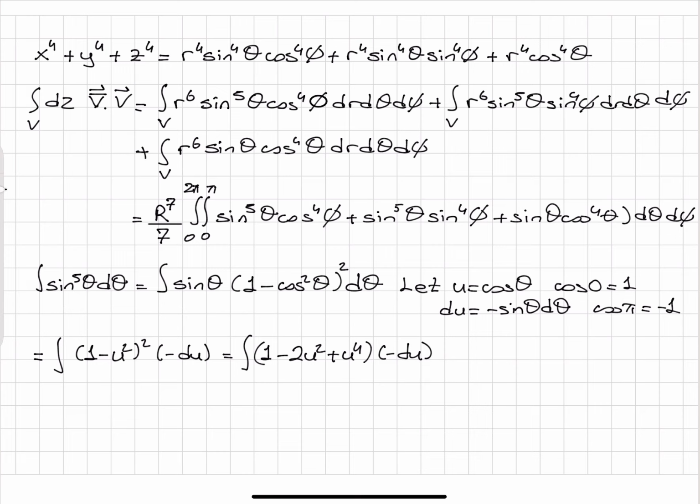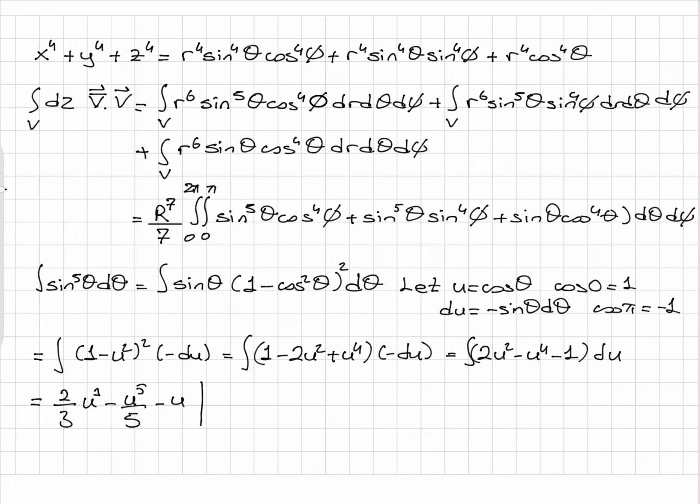And this is operating the minus sign here, 2u square minus u to the 4 minus 1 du. So we're now ready to perform the integration. 2u square becomes 2 over 3 u cube. u to the fourth power is u to 5 over 5. And then we have minus u. This will be evaluated between theta equals 0 and theta equals pi.